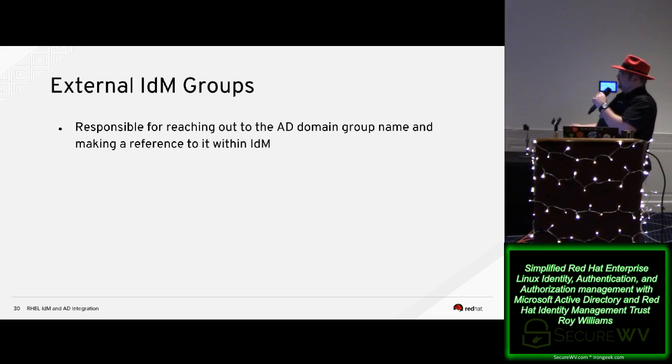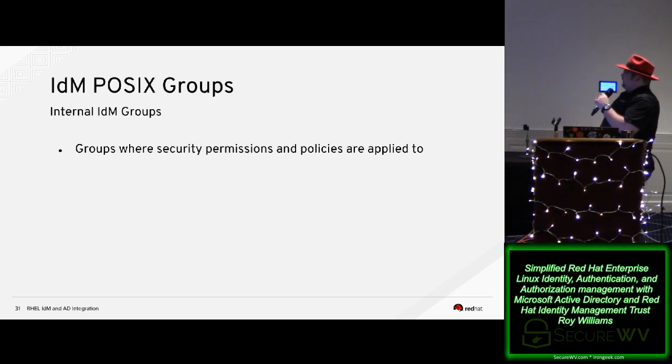So we have the external IDM groups. These are the ones that we're able to see from Active Directory, but we can't really do much with. And then we have our internal POSIX groups. So these are the groups that we create in IDM. And then we build the references from those POSIX groups to the Active Directory groups.